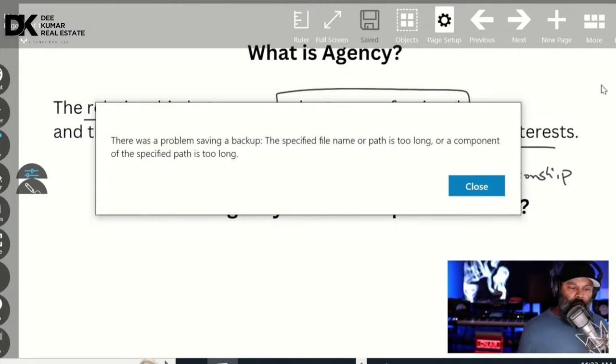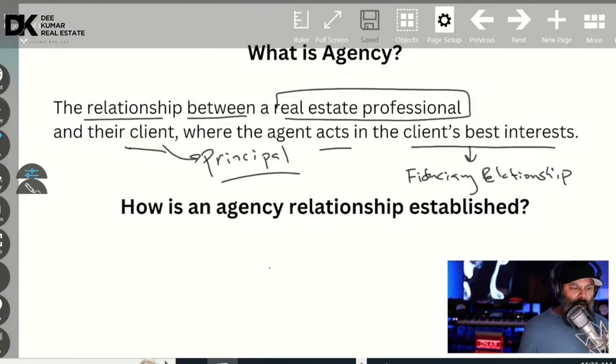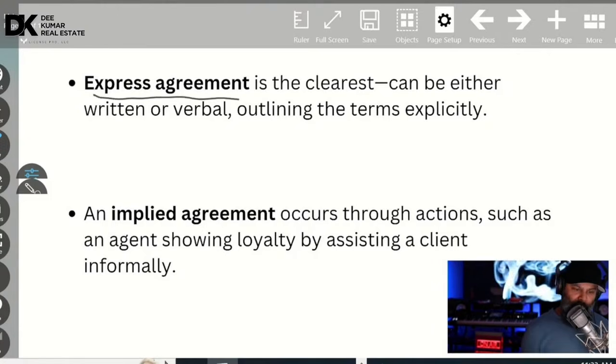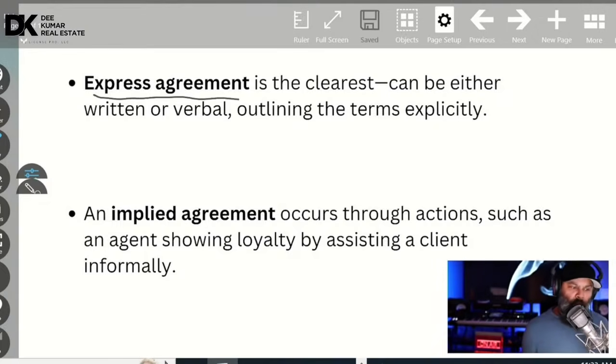All right, so let's go into this a little bit further, and we'll go from there. So let's keep going. How is this agency relationship established? All right, so we were talking earlier about how we establish these agency relationships. And the first way we can do it is through express agreement. This is the clearest way that we can start a relationship. It can be written or verbal, and it outlines the terms explicitly.